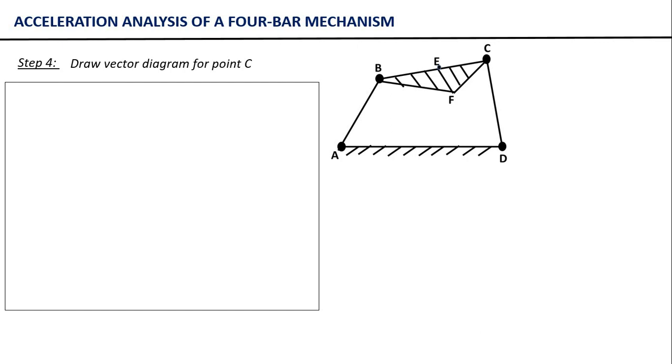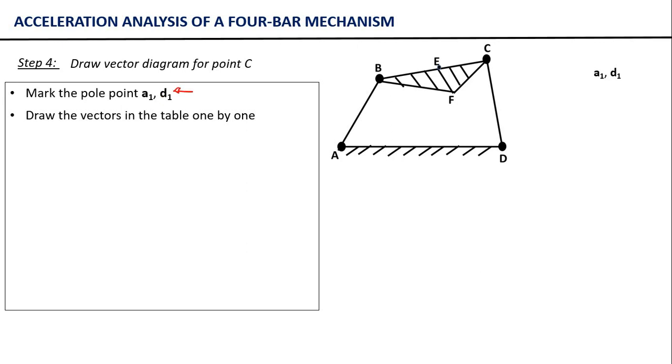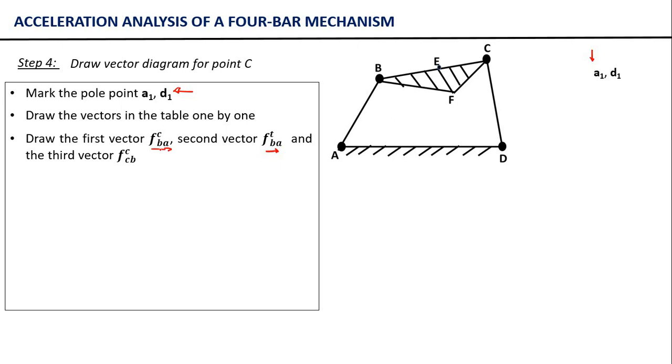So first we are obviously going to draw the vector diagram for point C, right? So again, first we are going to mark the pole point A1D1. So A1D1 pole point we have marked here. Then next we are going to draw the first vector FBAC and FBAT. So let us draw these two vectors first. These are right now completely known in magnitude as well as direction. So let us draw these two vectors.